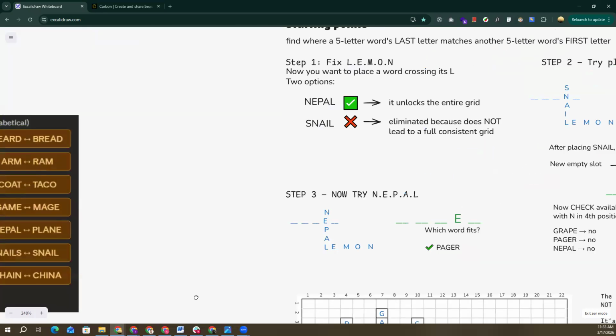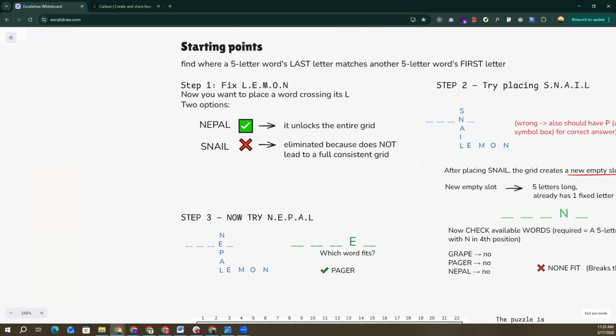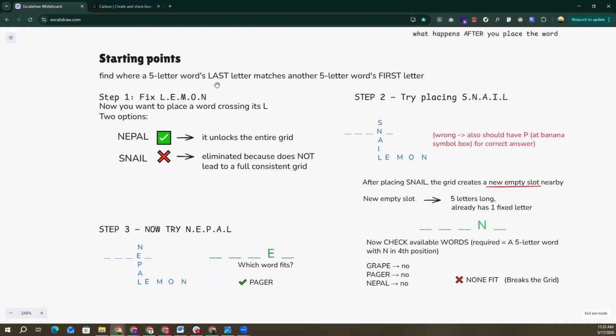There are two possible starting points, but the one that cracks open the whole grid fastest is this. Find where a 5-letter word's last letter matches another 5-letter word's first letter. Look at Nepal. It ends in L. What 5-letter word starts with L? Lemon. So Nepal and lemon cross at that L.